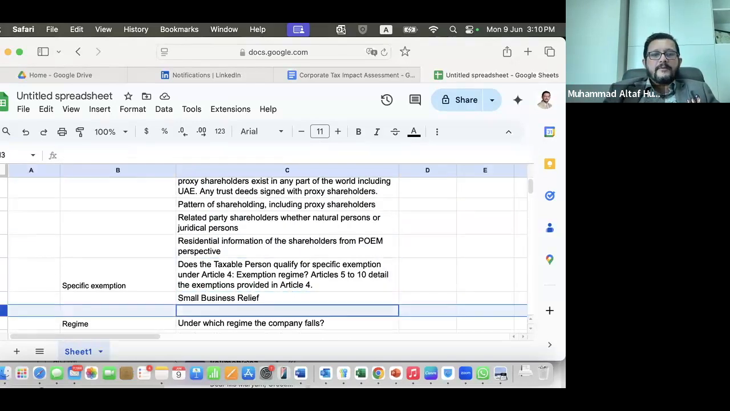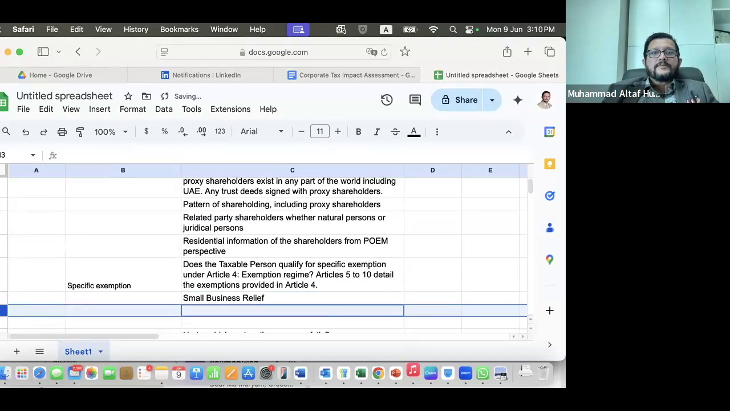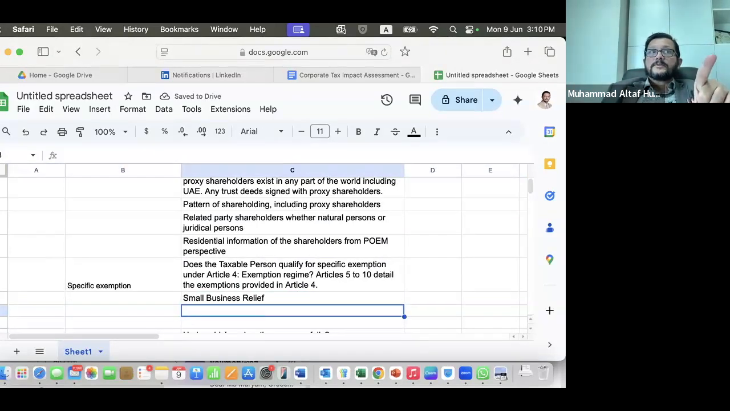Any other reliefs or exemptions? Participation exemption. No, but that's an account level exemption. We are still at entity level. Participation exemption is the second phase of the impact assessment. First thing is small business relief. I'll tell you Article 14. Yes, it's a foreign permanent establishment exemption. That is also established. We can write it.